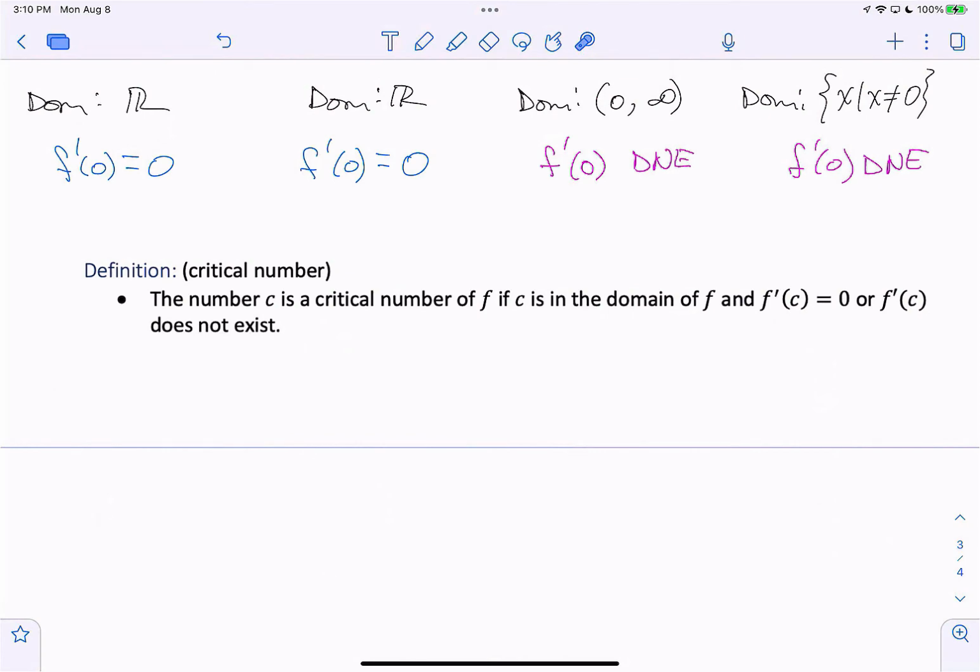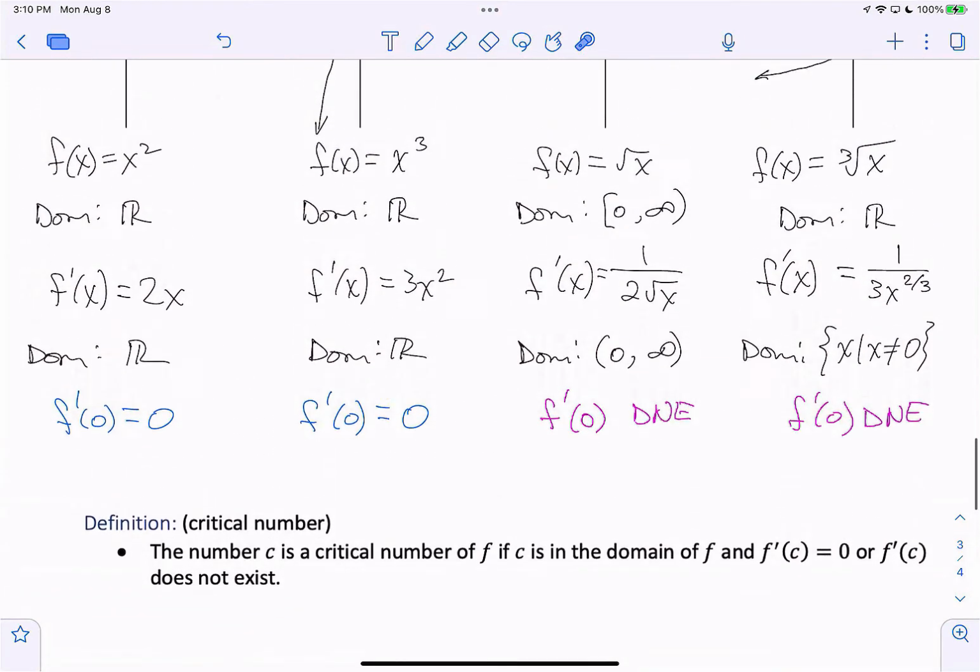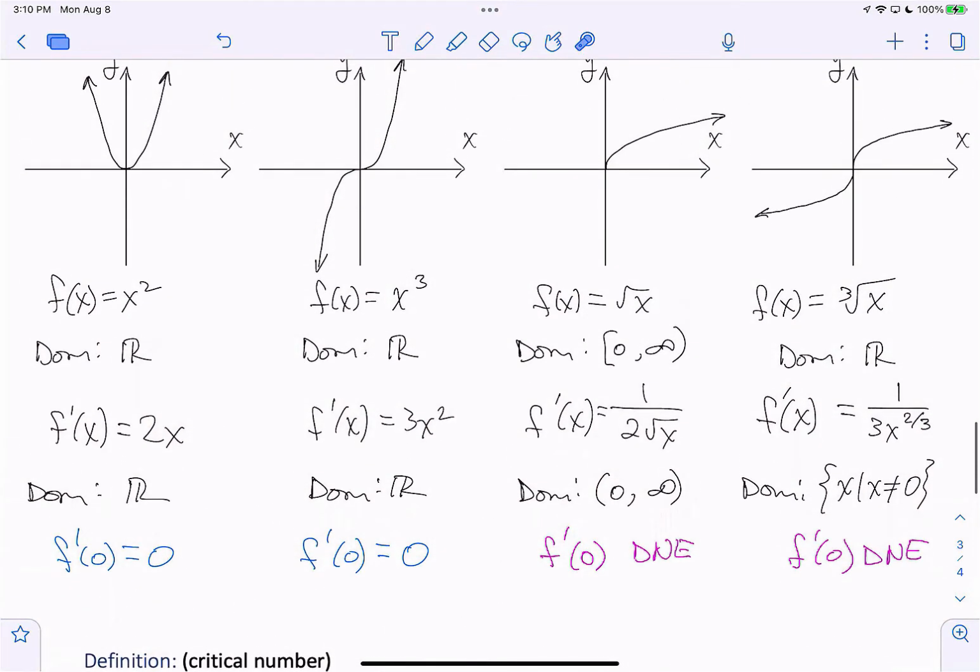We care about critical numbers for various reasons, but you'll note that when we look at f of x equal to x squared, that critical number is a point where we have a horizontal tangent, right? And that horizontal tangent is associated with a minimum for the function. For f of x equals x cubed, we also have a horizontal tangent there. Of course we do. The derivative is equal to 0. It's not associated with a maximum or a minimum, but there's a horizontal tangent there.